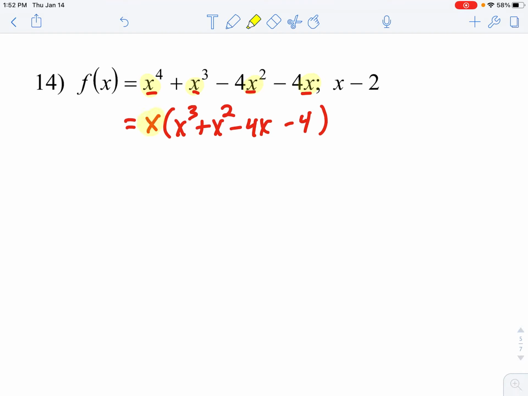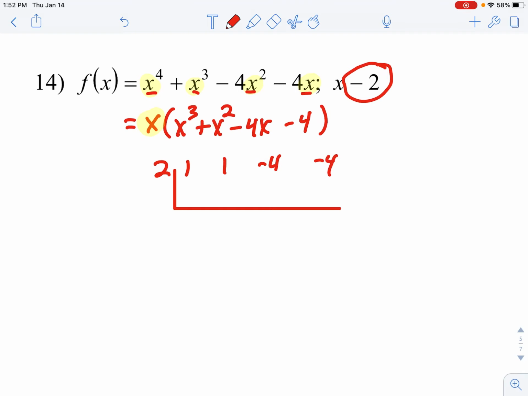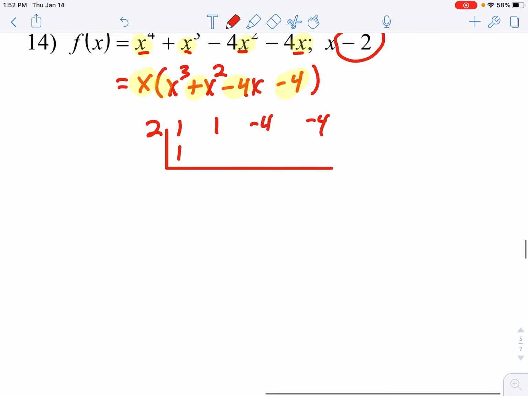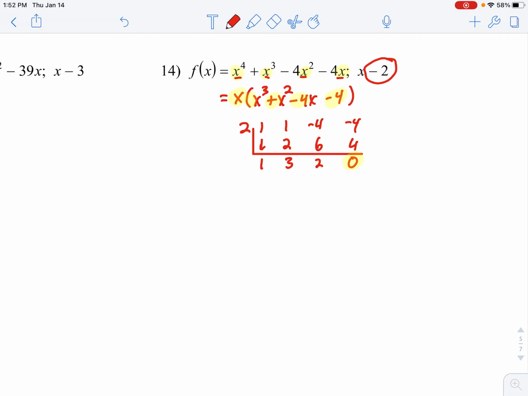Now, kind of set that aside mentally. We're not going to deal with it. What we are going to do is go ahead and do the synthetic division just like all the other problems. Positive 2 is going to be the divisor. 1, 1, negative 4, negative 4. That's this coefficient, that one, and that one. Go ahead and do the process. Bring down a 1, multiply, add, multiply, add, multiply, add. We get a 0 remainder. That's good. That's what we're supposed to have.